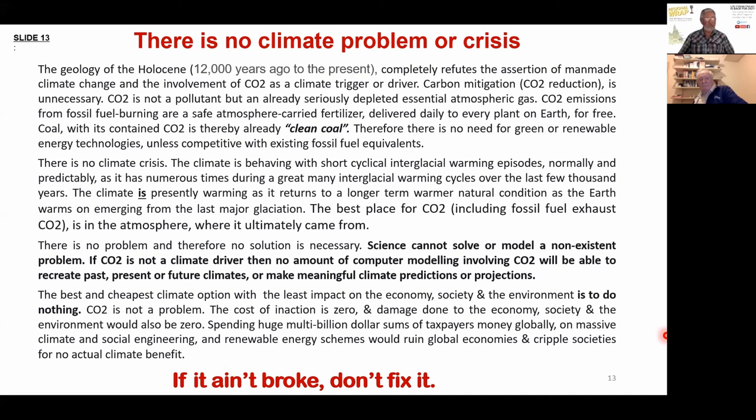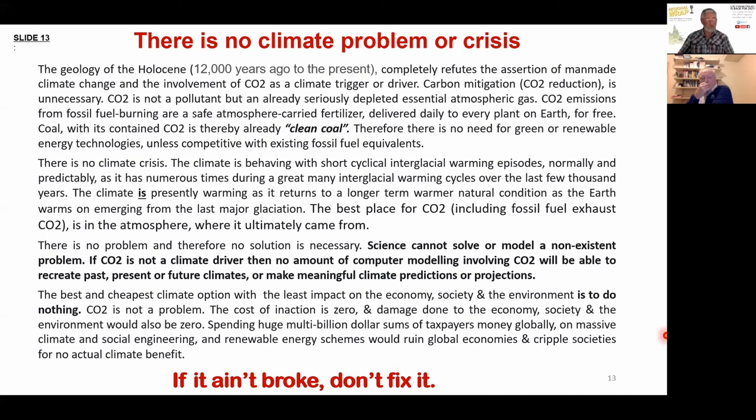There is no climate crisis. The climate is behaving with short cyclical interglacial warming episodes normally and predictably, as it has numerous times during the great many interglacial warming cycles over the last few thousand years. The climate is presently warming as it returns to a longer term warmer natural condition as the Earth warms on emerging from the last major glaciation. The best place for CO2, including fossil fuel exhaust CO2, is in the atmosphere where it ultimately came from.